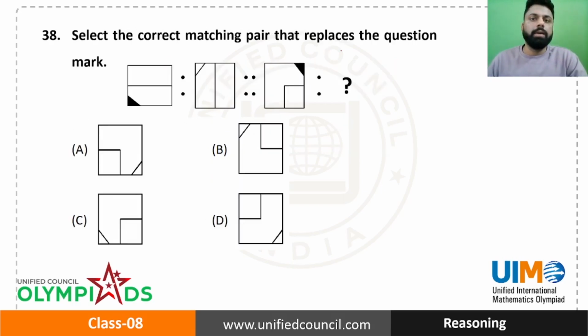Select the correct matching pair that replaces the question mark. In this case, we are first of all rotating it by 90 degrees. So if we rotate it by 90 degrees, it will look like this. This square will go here. This will come here. And this colored part is also coming into the white one. So this is how the figure is going to look. Square on the left side, on the bottom, and then this part. So option A is the correct answer.